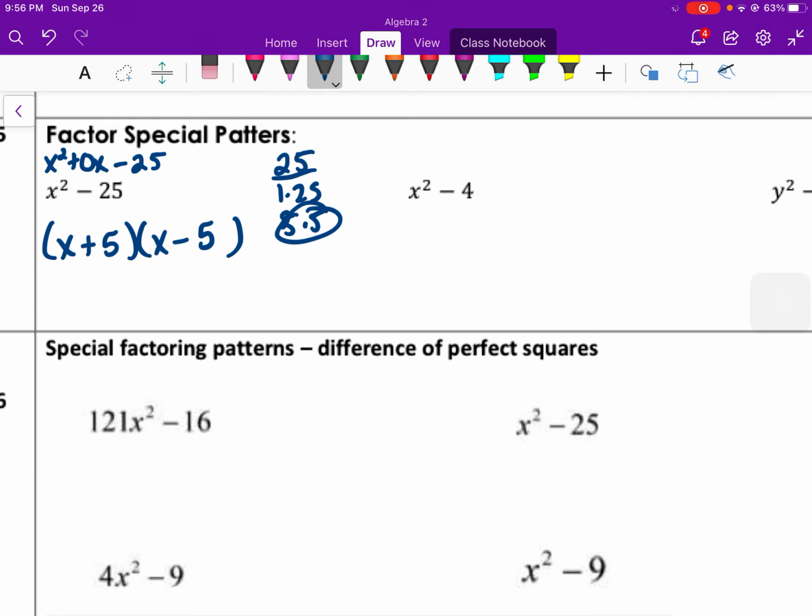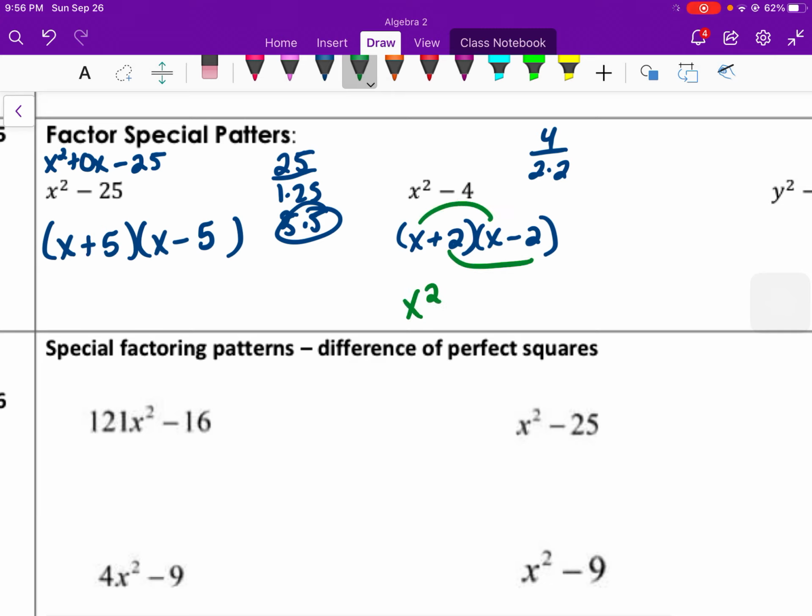Same over here, we have just an x squared, but we have a minus 4. So what multiplies to 4 but adds up to 0 in the middle? It would be a positive 2 and then a negative 2. We get x times x is x squared, 2 times negative 2 is negative 4. And then in the middle, we get a negative 2x and a positive 2x. So those add up to 0.